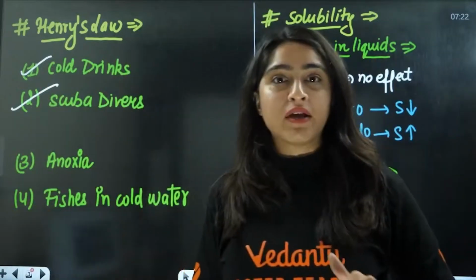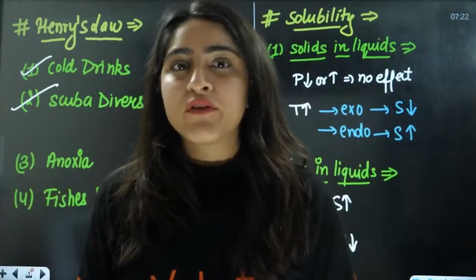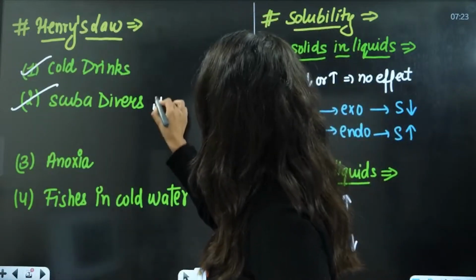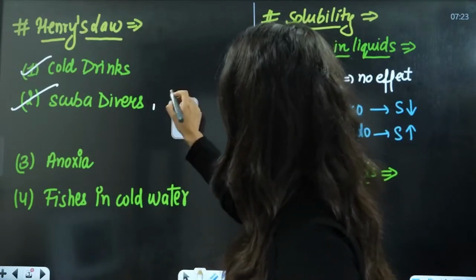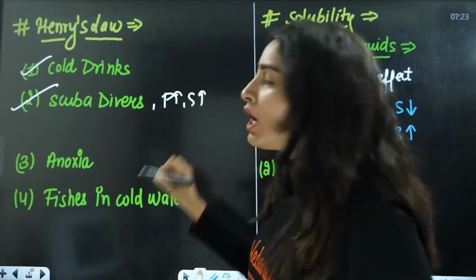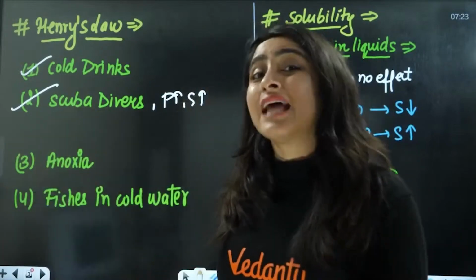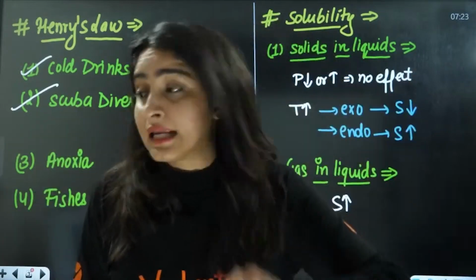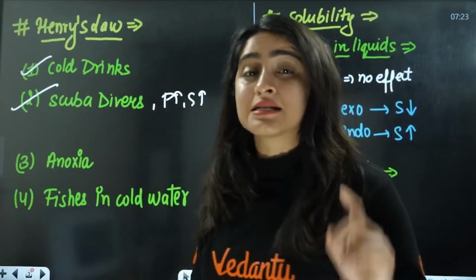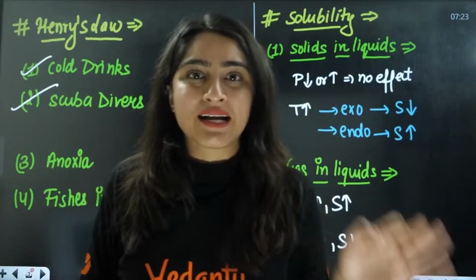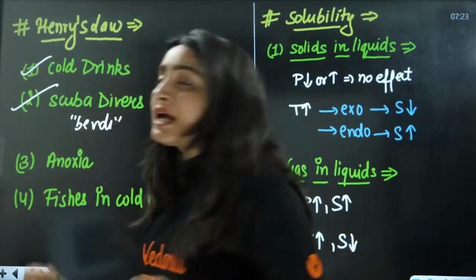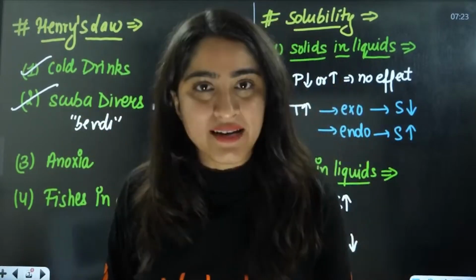Next is scuba diving. Know what happens to scuba divers? They go inside the sea. Inside the sea, the pressure is very high, so the solubility is very high. Now, when they come out of the sea, the pressure decreases, so the solubility decreases. This leads to a condition that is called bends. To avoid this situation, their tanks are filled with helium and nitrogen.